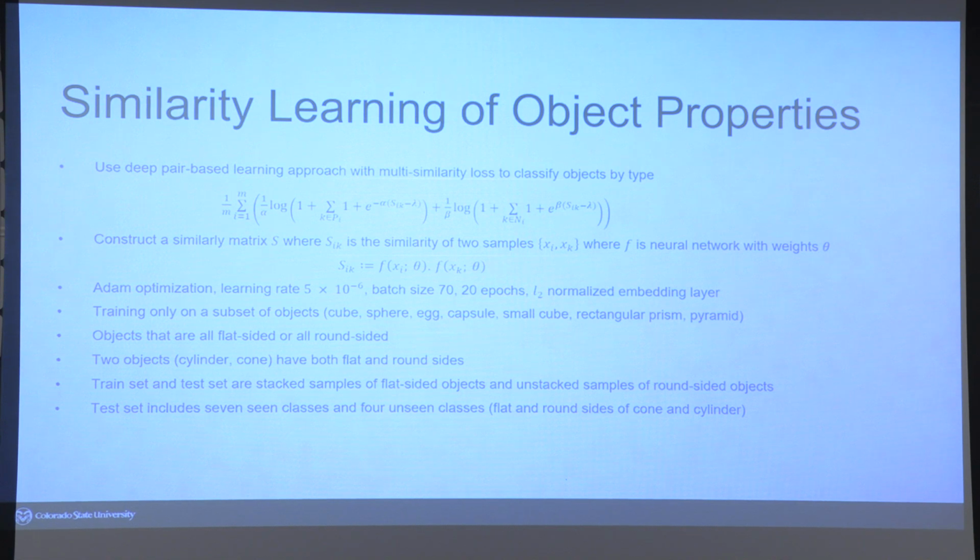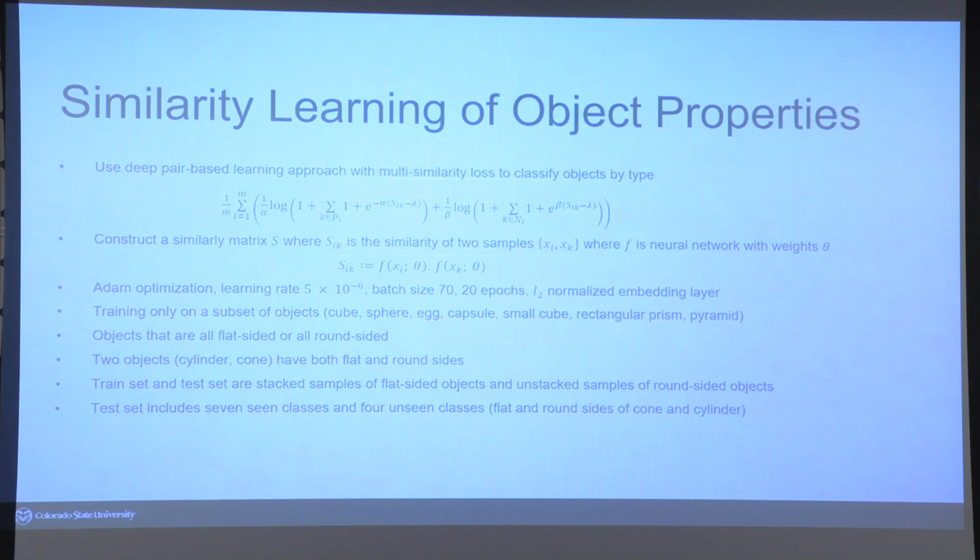So the next thing we do is I talked about how we seem to have inferred these different kind of flat versus round classes in our data. So I tried to bear this out in another way by doing a similarity learning of the object properties, again, over a subset of objects. So this is just a deep pair-based learning approach using a multi-similarity loss given by the above. What we do is we train only on a subset of the objects, that is cube, sphere, egg, capsule, small cube, rectangular prism, and pyramid.